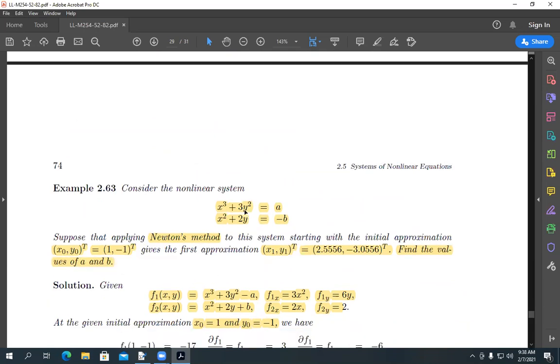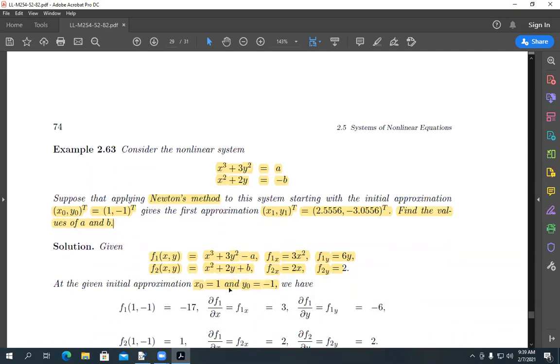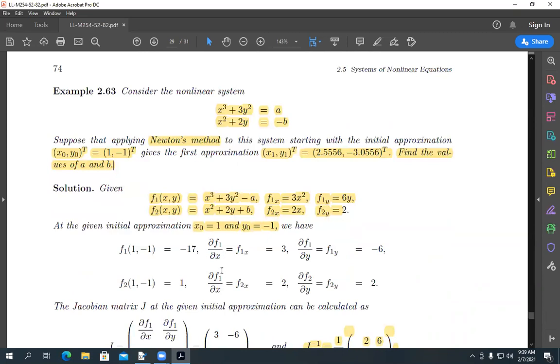What is your first function? Take all the terms to one side. And you can take the derivative, because the derivative of x cubed with respect to x is 3x squared. Derivative of 3y is 3, and the constant is 0. Second function, you have 2x and 2. Then you find the value of the function at the initial approximation. This is again, I copy and paste, therefore we have the same mistake again. Now here is a mistake, please.